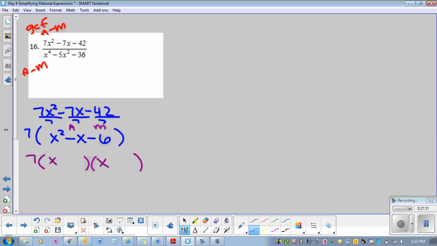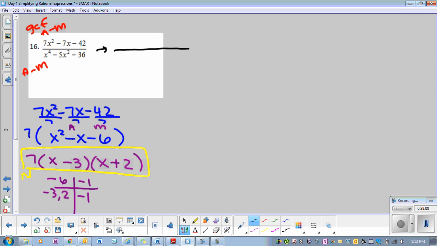I'm just going to go straight into my x's because this is just a plain old x squared. Two numbers that multiply to give me -6 and add to give me -1. -3 and +2. So this is my numerator. I put an N so that I know this is the numerator. I can just write it over too.